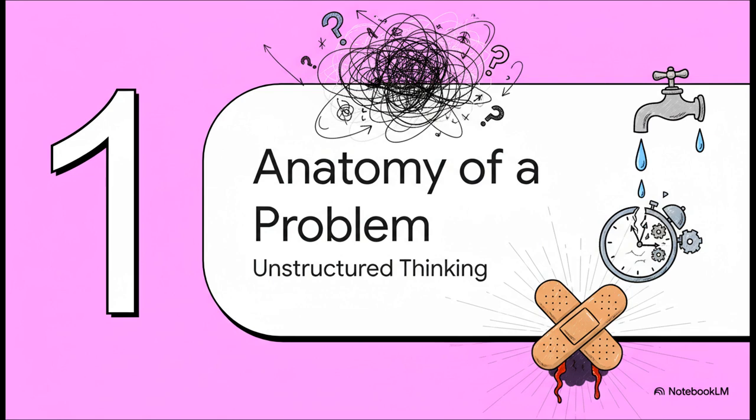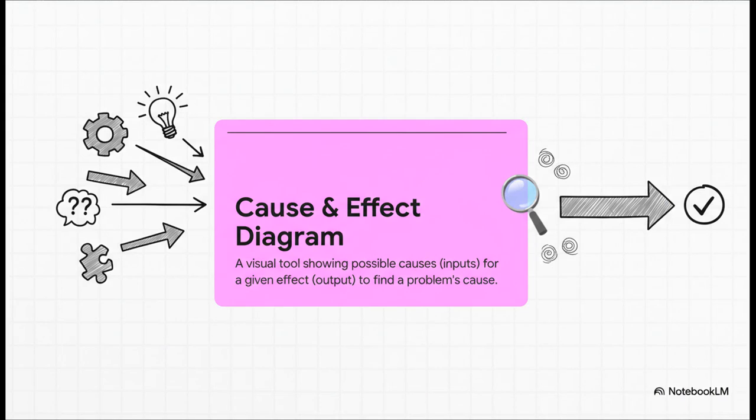Okay, let's kick things off with a core challenge here: unstructured thinking. See, when a problem blows up, our natural instinct is to jump to the first conclusion we can think of, or just fix the most obvious symptom. And that leads to so much wasted time and money, and the solutions never last, because we never actually solve the underlying issue. It's like putting a Band-Aid on a wound that really needs stitches. And this is where our tool comes into play, the cause and effect diagram.